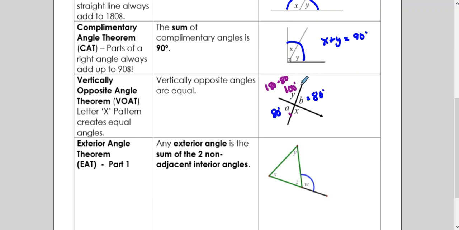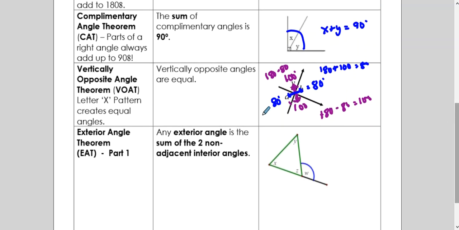But these are supplementary angles as well. So I have to do 180 minus 100 to get my 80 again. Well, guess what? I have to do the same thing down here. So the idea there is these are opposite angles, and these are vertically opposite angles. So that's what we're taking a look at. Hopefully that made sense.